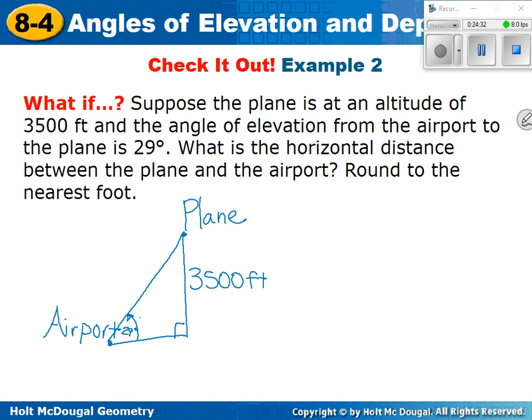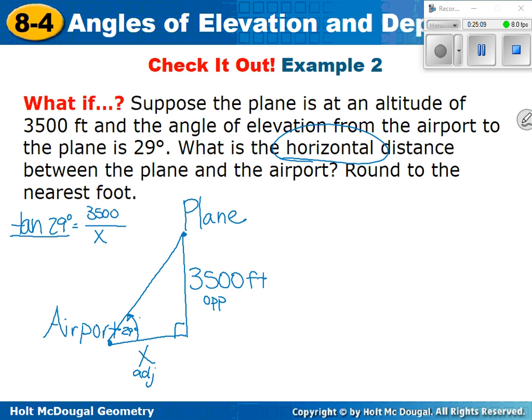Getting your picture drawn correctly is the hardest part. Once your picture's drawn, then you're just trying to answer the question using SOHCAHTOA. What is the horizontal distance? Is that the hypotenuse or is that this missing leg? The missing leg, horizontal. So what trig function uses these two sides? Tangent, because this 3,500 is now the opposite, and this x is now the adjacent. So we have the tangent of what angle? 29 degrees equals 3,500 opposite over adjacent x.